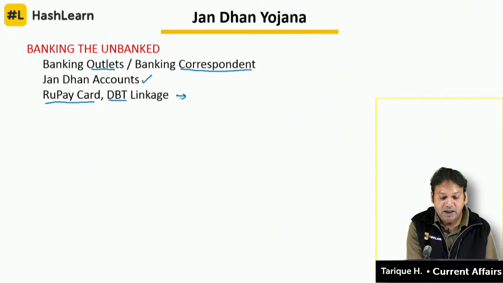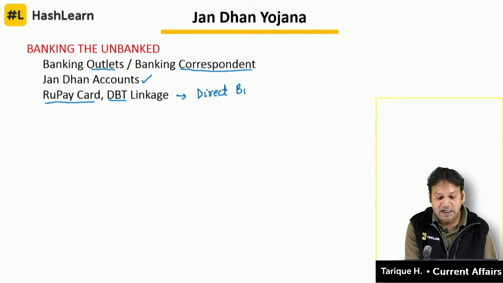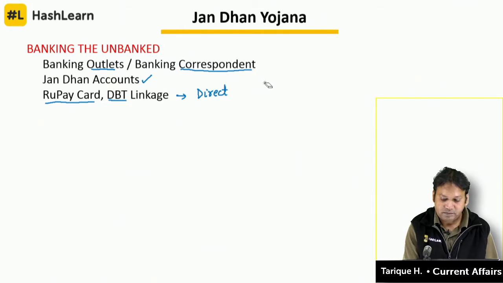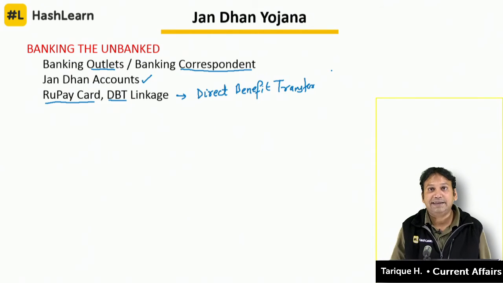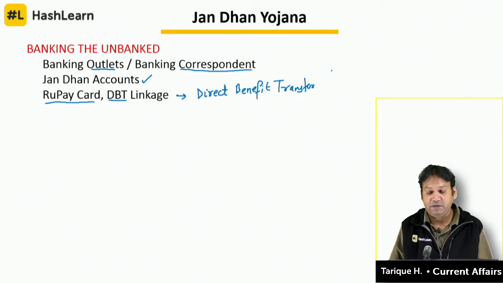What is DBT? DBT is direct benefit transfer, so that middlemen are removed and the benefits that the government is giving go directly to the account holder. DBT stands for direct benefit transfer. Alright, so that is the DBT linkage of the account. So that is the first aim of Jan Dhan accounts, banking the unbanked.